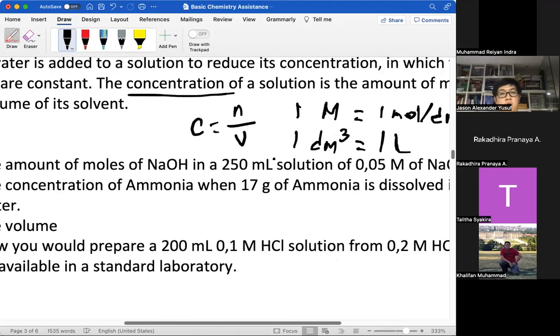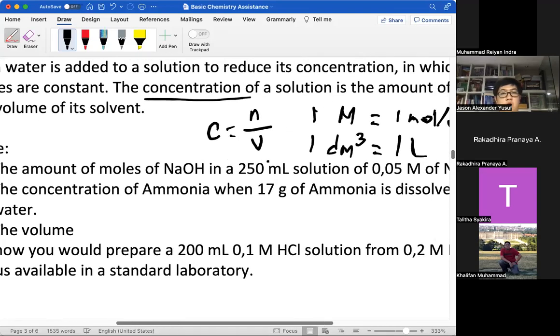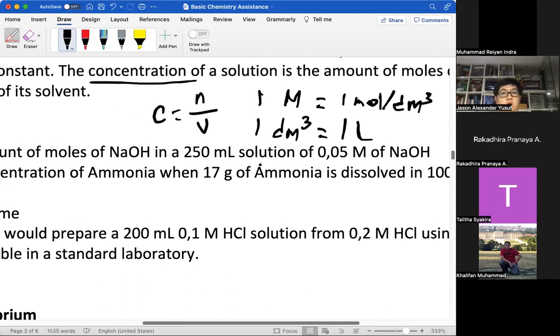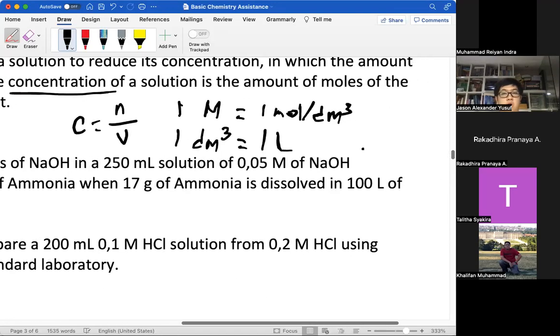And so for problem A, calculate the amount of moles of NaOH in a 250 mL solution of that much. So what we need to do is, we are told the concentration and the volume. However, this volume is in mL. We need to convert to liters first. So this will be 0.25 liters.